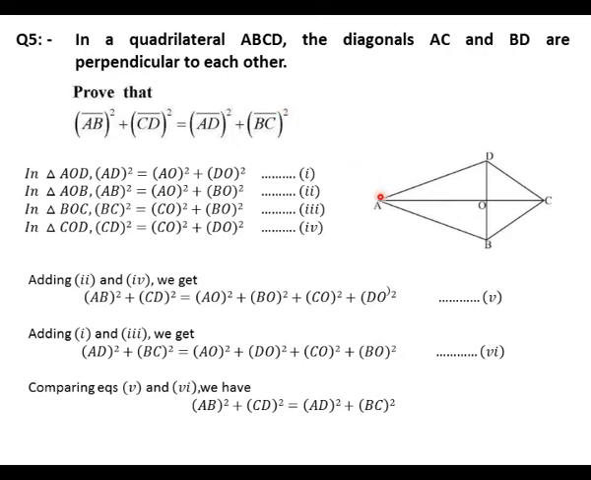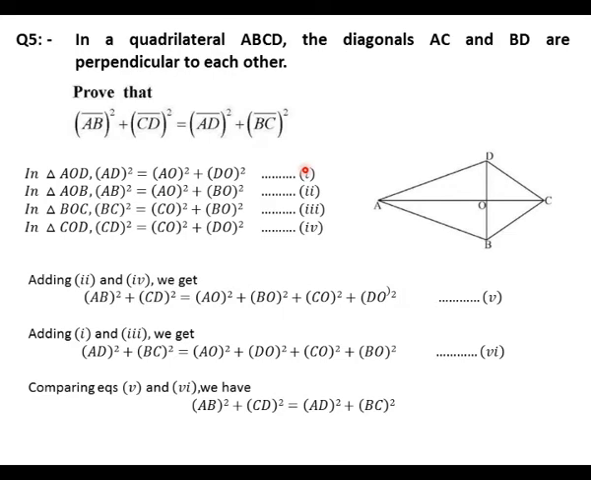If we look at this triangle AOD, this AD is behaving as hypotenuse. So according to the Pythagoras theorem, it will be AD square is equal to the sum of the squares of the remaining two sides, and remaining two sides are AO and DO. So the equality will be AD square is equal to AO square plus DO square. This is equation 1.